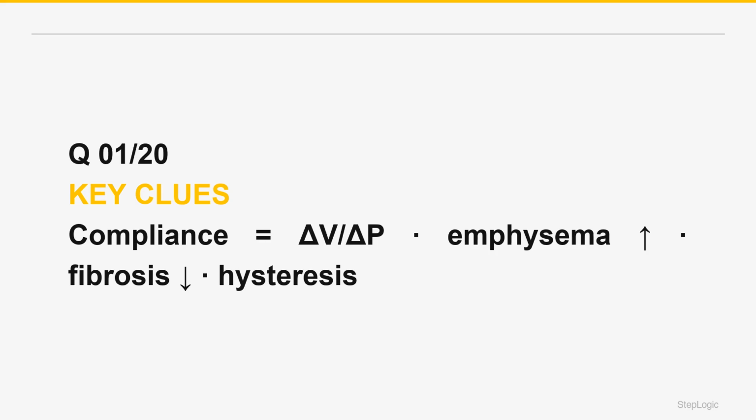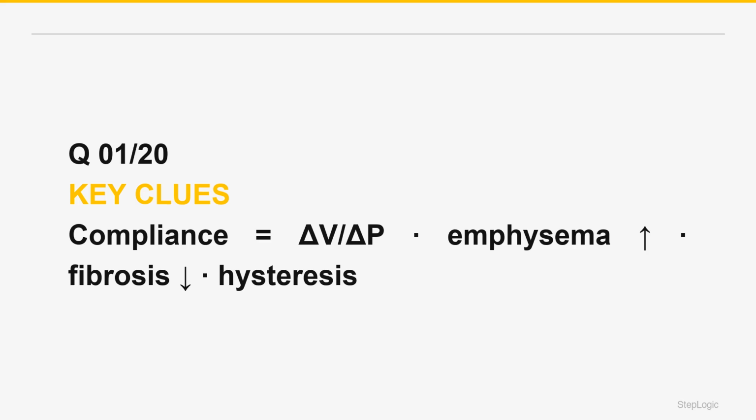Lung compliance is the change in lung volume per change in distending pressure, change in V over change in P, essentially how easily the lung stretches. High compliance is easy to inflate, low compliance is stiff. Compliance is determined by the lung's elastic tissue and by surface tension. In emphysema, destruction of elastic fibers means loss of elastic recoil, so the lungs become floppy and easier to inflate.